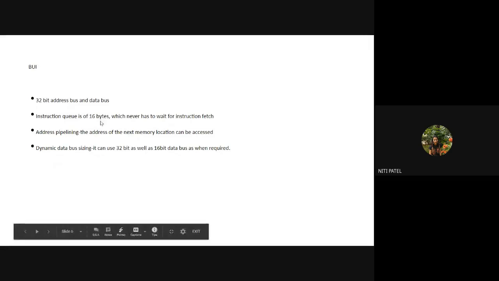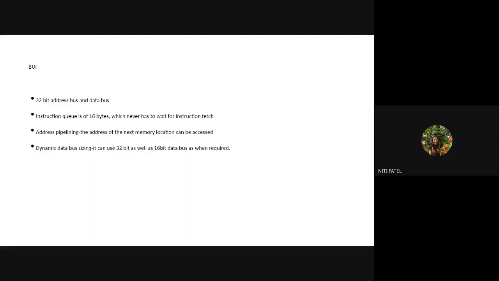Okay. Then what does the second point say? An instruction queue of 16 bytes, which never has to wait for an instruction fetch. Now, what does this mean? I have written a program. The program is move a comma b. What is this program? It has 4 instructions. The first two instructions are for move. The third instruction is to add, and the fourth instruction is to store the result.